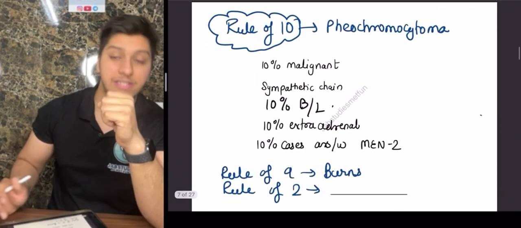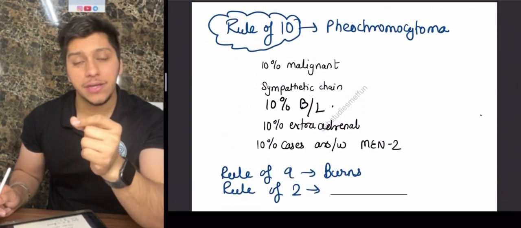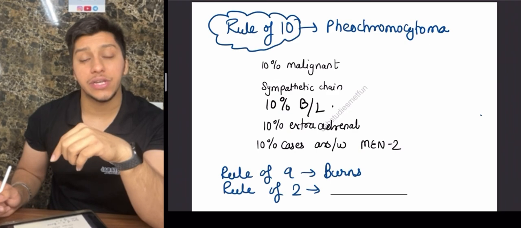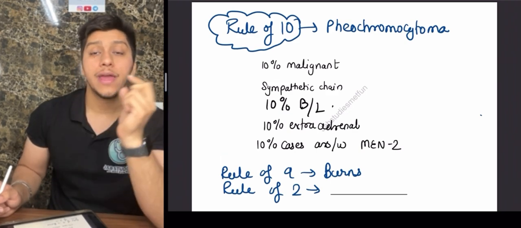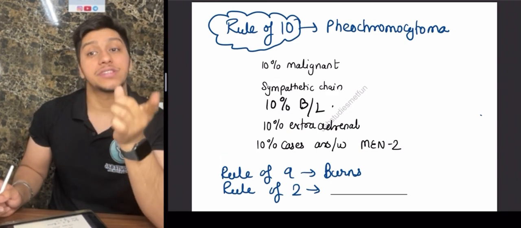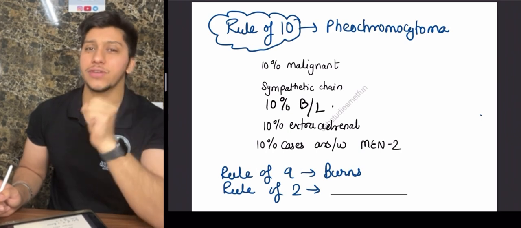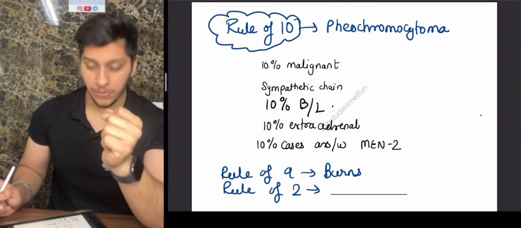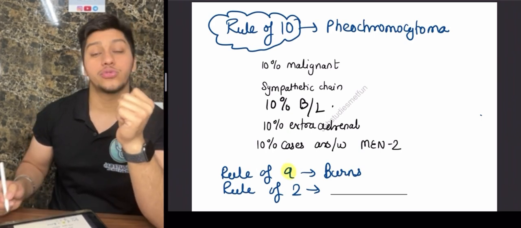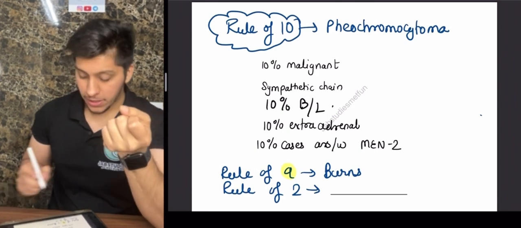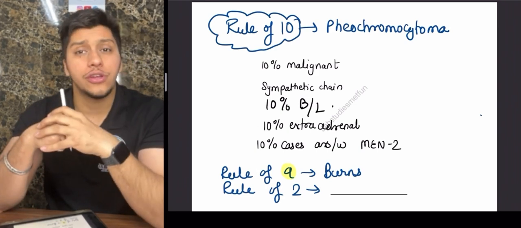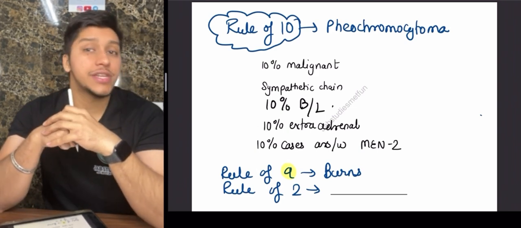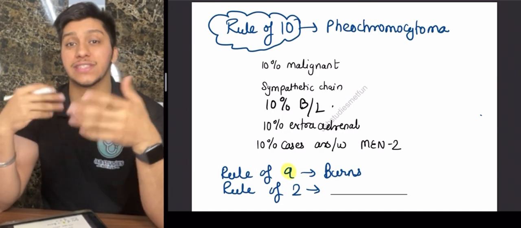So as I told you, this is the rule of 10. 10% malignant, 10% are found in the sympathetic chain, that is known as organ of Zuckerkandl, 10% bilateral, 10% extra-adrenal, and 10% of the cases are associated with MEN2. There is another rule in medicine, that is rule of 9, which is seen in burns. And please comment below, where do you see rule of 2? It is a hint, it is usually seen in children, and it is a topic which is discussed in surgery.